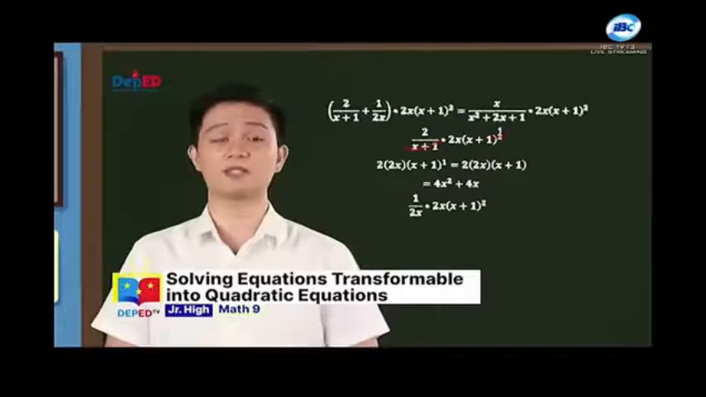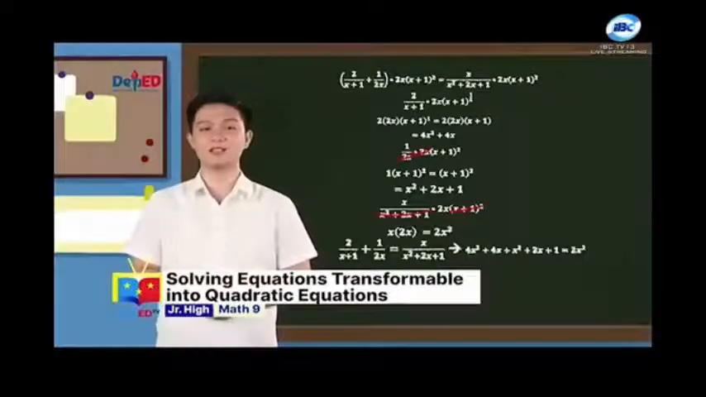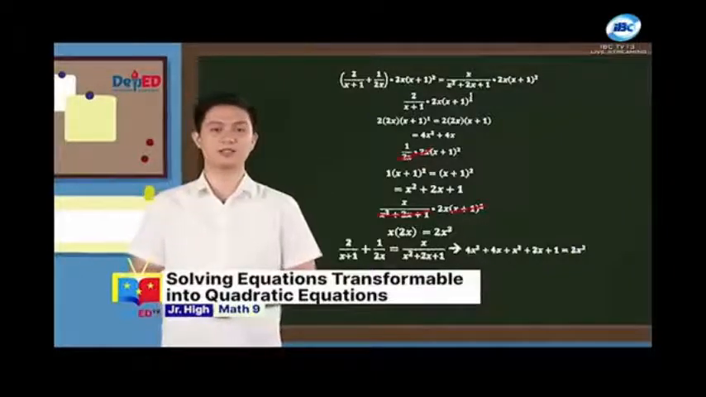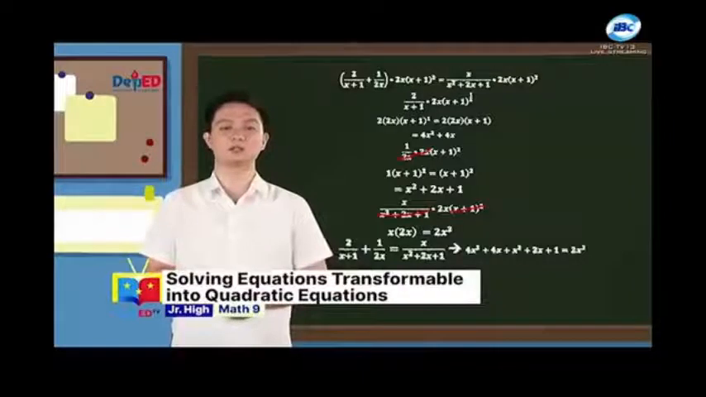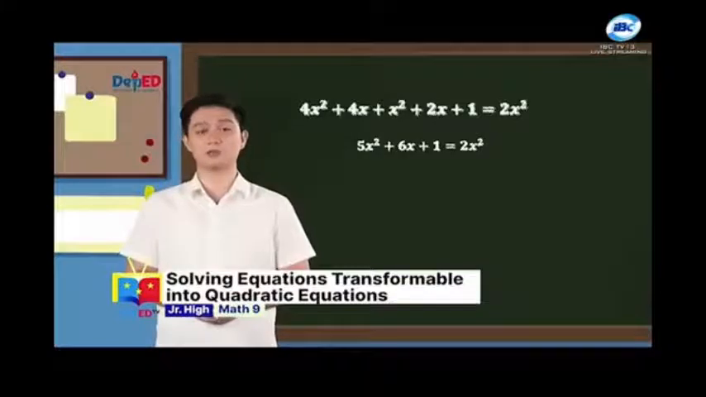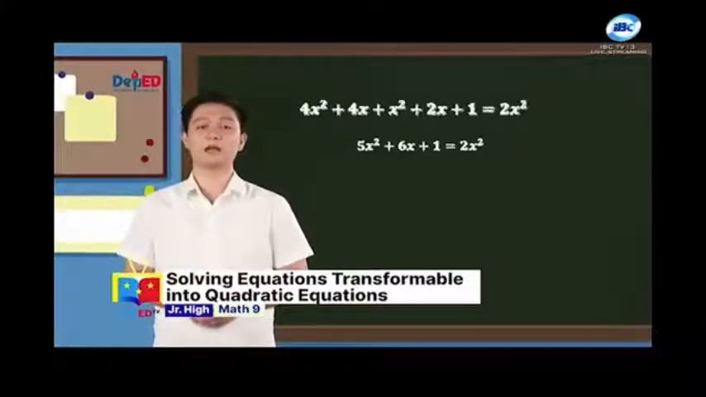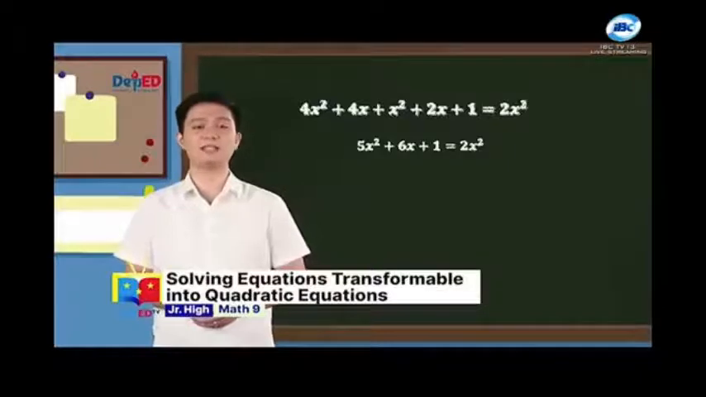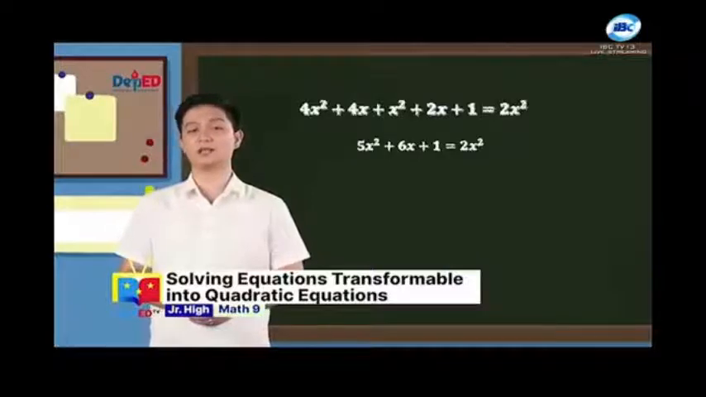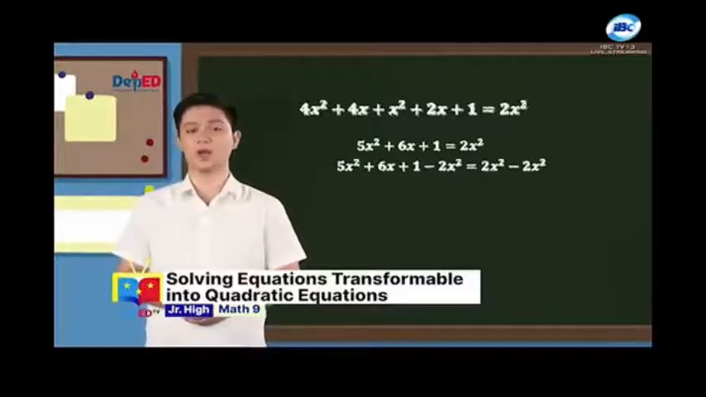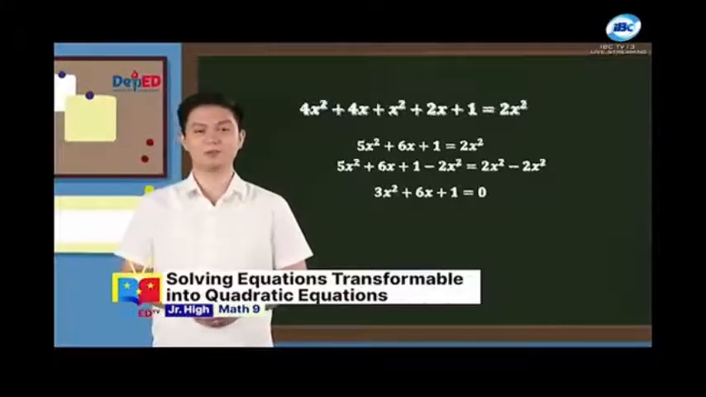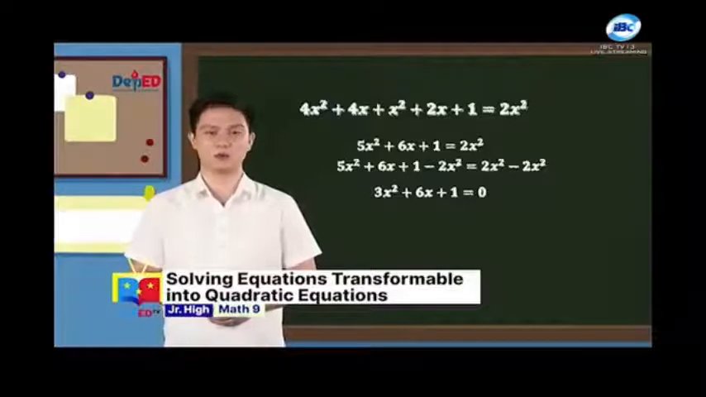1 over 2x times the LCD, this equation can be written now as 4x squared plus 4x plus x squared plus 2x plus 1 equals 2x squared. Step 3. Write the obtained equation in step 2 in standard form. By combining similar terms, the left side of the equation can be simplified as 5x squared plus 6x plus 1. If we decrease both sides by 2x squared, we can now achieve the standard form of the equation, which is 3x squared plus 6x plus 1 equals 0.